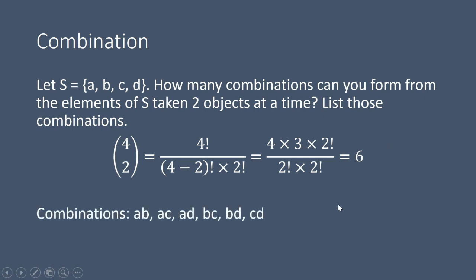And let us list those combinations. Those combinations are AB, AC, AD, BC, BD, and CD. 1, 2, 3, 4, 5, and 6.